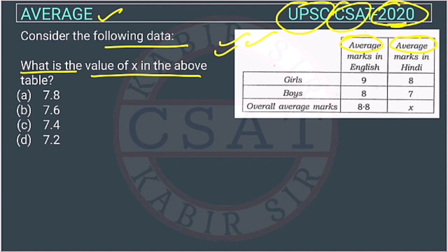So what is given? The average marks in English and the average marks in Hindi for both girls and boys are given, and the overall average marks of both girls and boys in English and the overall average marks of boys and girls in Hindi is asked, right? So we have to just convert it into an equation. We know that average is equal to sum upon number of items, right?